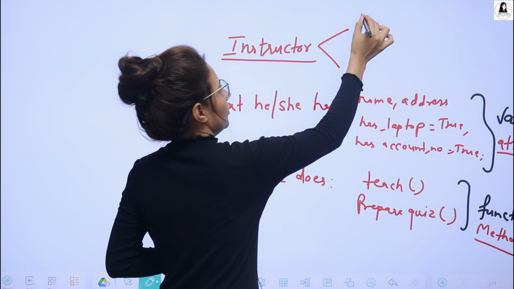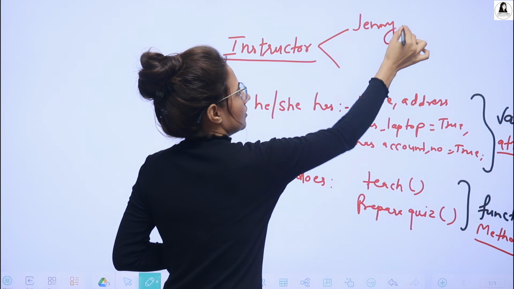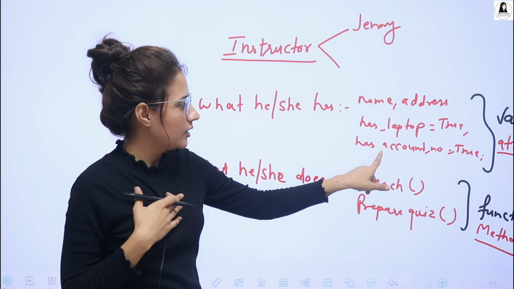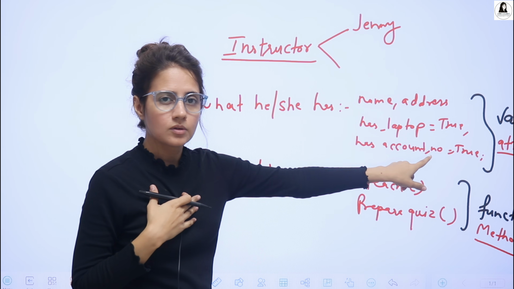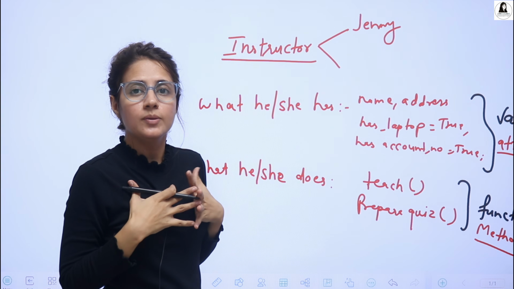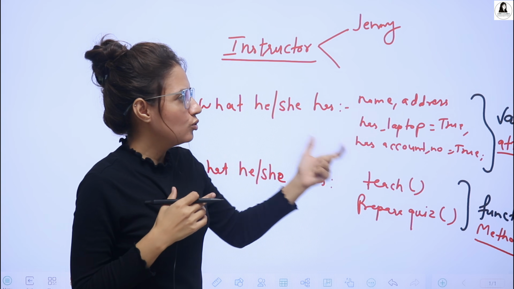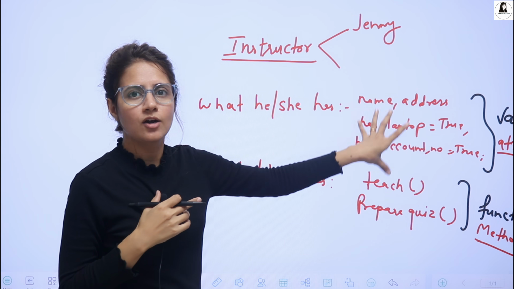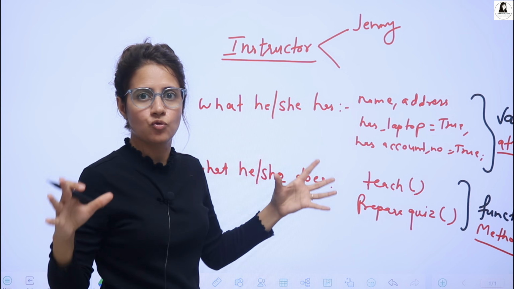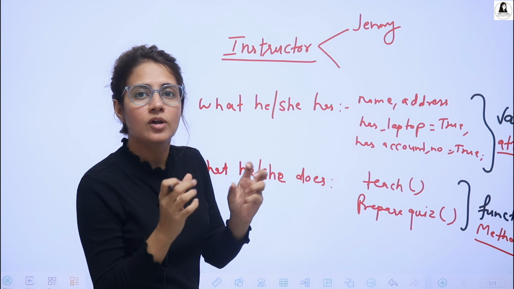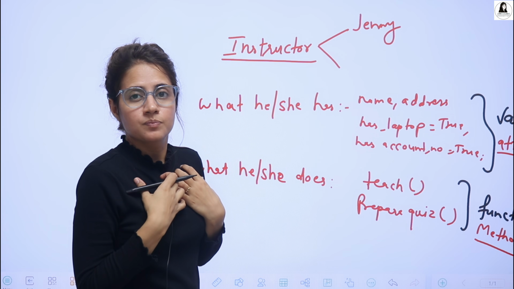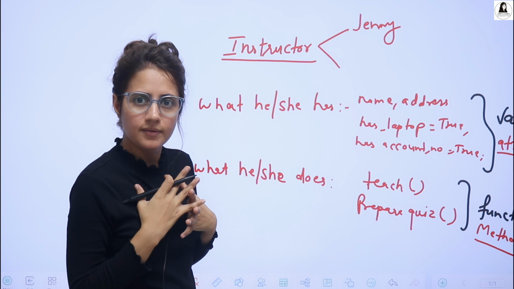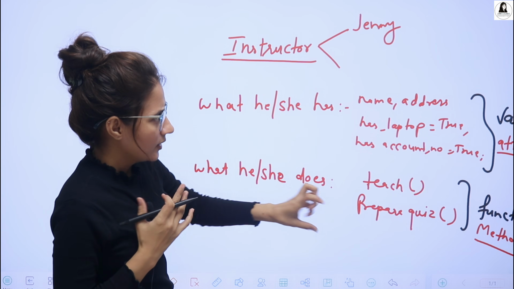Suppose I am the instructor, one instructor is Jenny. So I have name, I have my address, I have this property, I have this attribute, account number and all. So these are associated with me. That is why we don't call these variables and functions, we call these attributes and methods, because these are not free in that program, not freely moving. These are associated with a particular object, like I am an object, I can say Jenny. So these are associated with the particular instructor, right? So basically these two things are there.